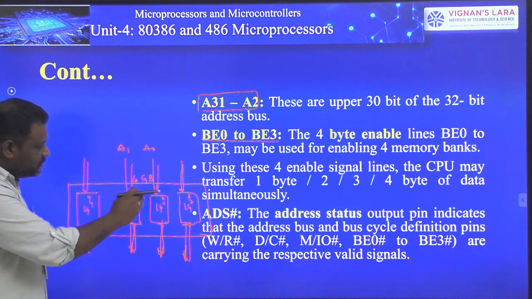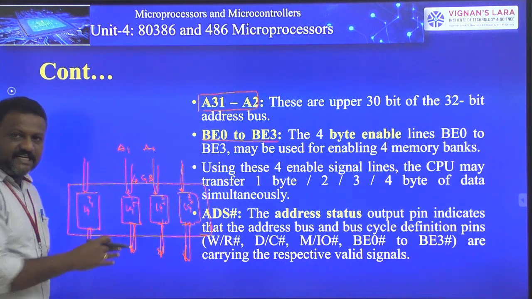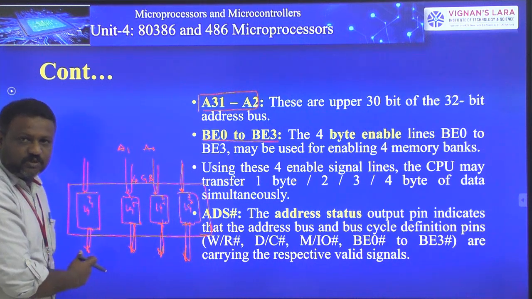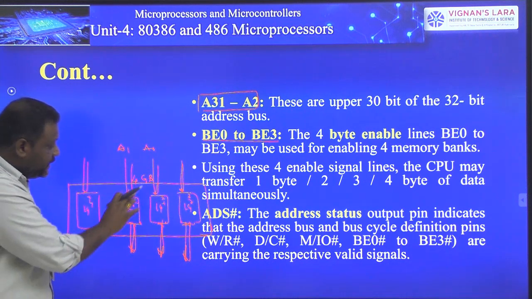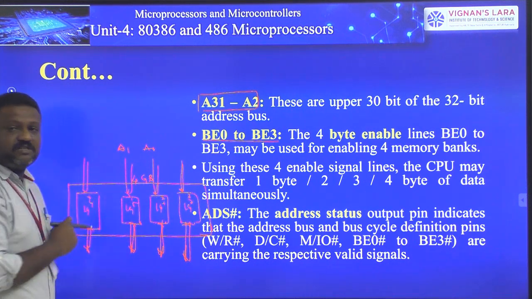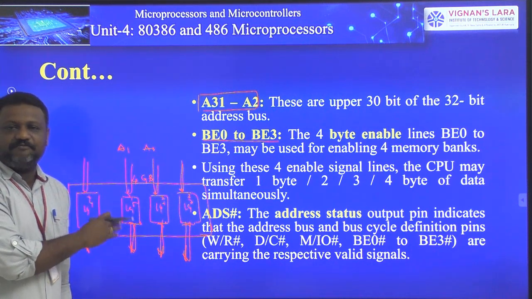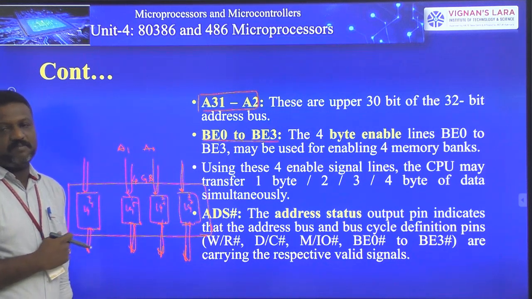If you arrange my memory like this, it is possible to read 4 bytes at a time from 4 GB of memory by using 32 address lines, or I can read 24 bits at a time from these memory banks, or I can read 16 bits at a time from these memory banks, or I can read only 8 bits from this memory bank.